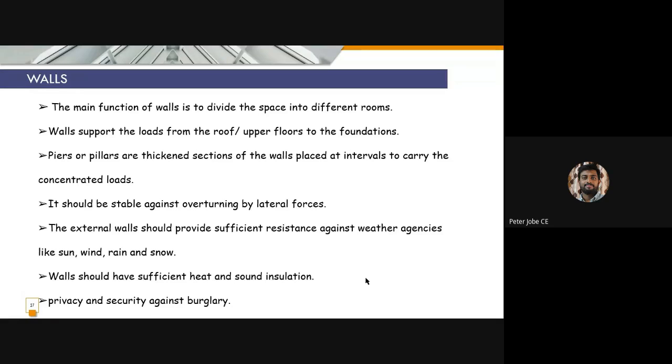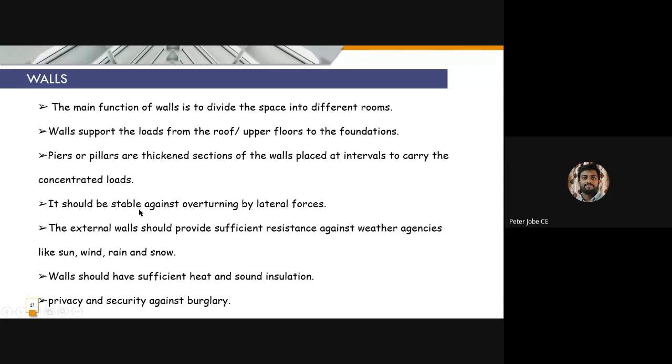So this is the case. The third point is the case when we are using non-load bearing walls. That means the loads will be transferred to piers or pillars, and we'll just provide walls which won't take any loads, but just divide our rooms.